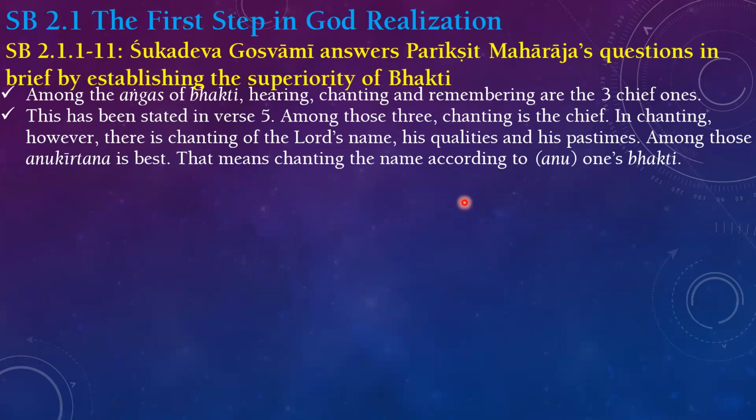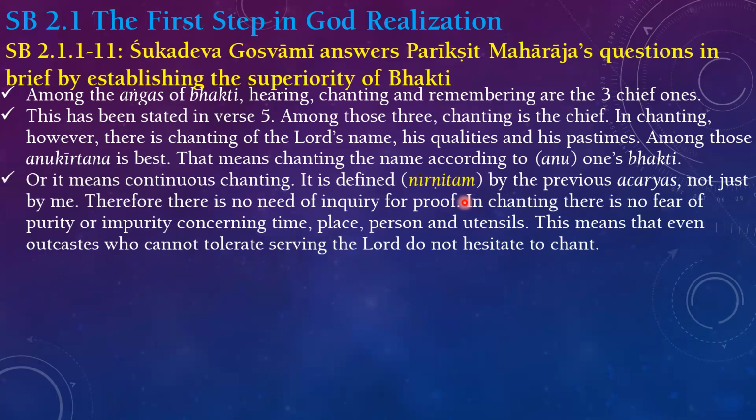That means chanting the name according to one's bhakti. One meaning of Anukirtanam is according to one's inclination, chanting the names of Lord Krishna, or Lord Vishnu, or Lord Rama. The second is that Anukirtanam is continuous chanting, regularly, 24/7, something like that. Maybe with bead bag, may not be with bead bag. So like that, it means continuous chanting. It is defined by the previous acharyas, not just by me. Therefore, there is no need of inquiry for proof.